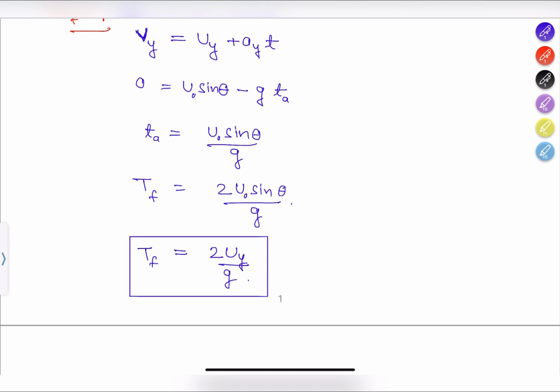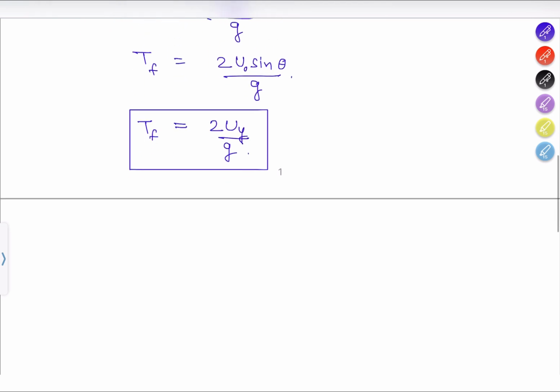It means that time of flight is only decided by the vertical component of the projectile, not the horizontal component. Is it clear? Okay, so let's see the next one, that is how to calculate maximum height, h max. How to calculate maximum height?